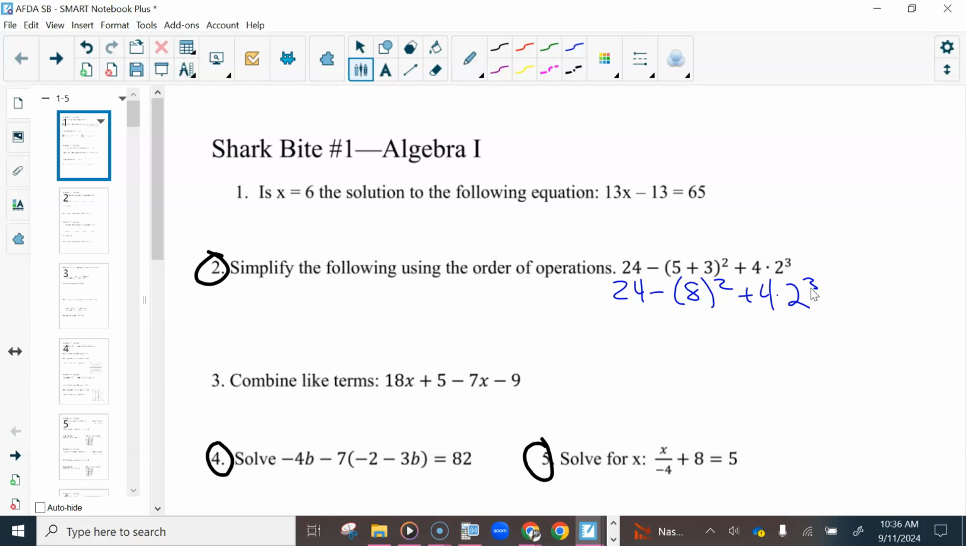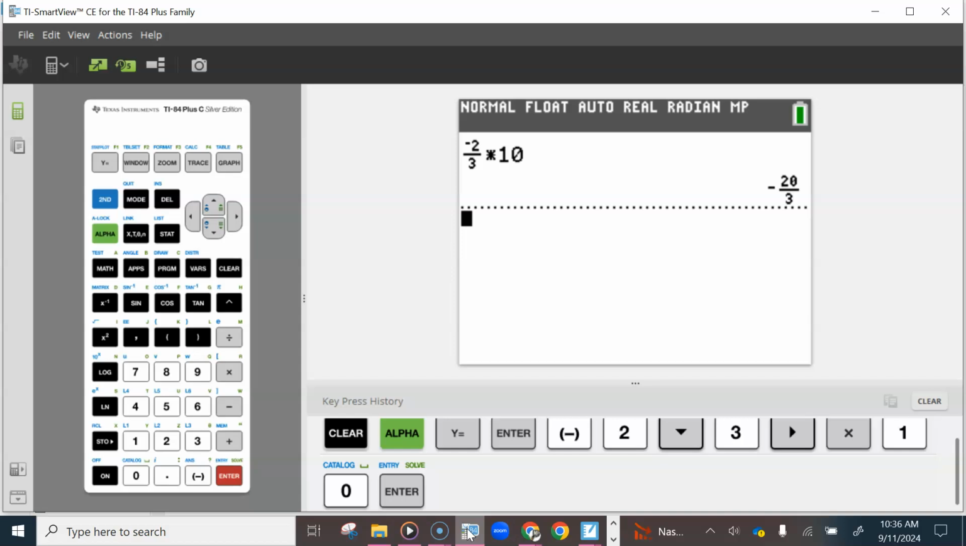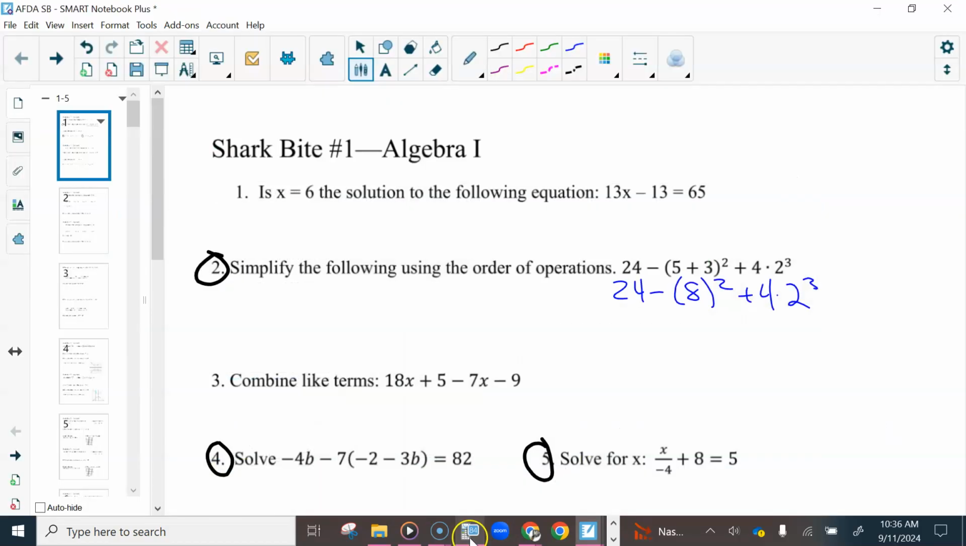And then any exponents, we can deal with that. So on your calculator, this button right here will square anything. We had 8 squared. So I could put in 8 and then square it, and then it'll give me what that is.